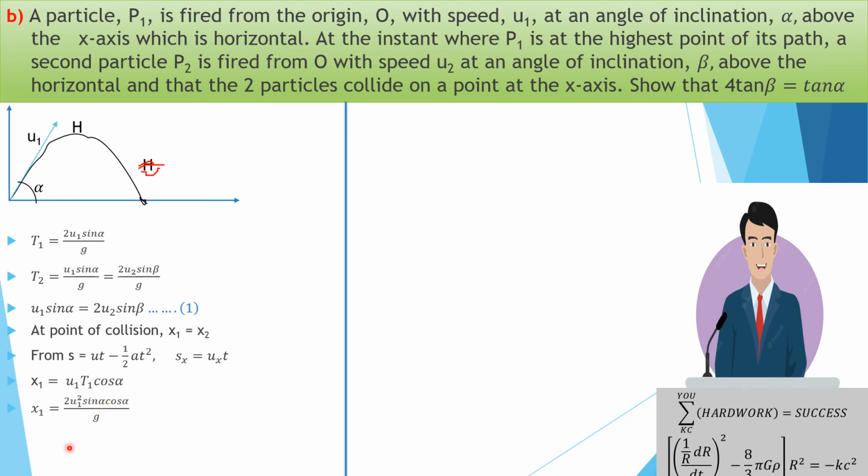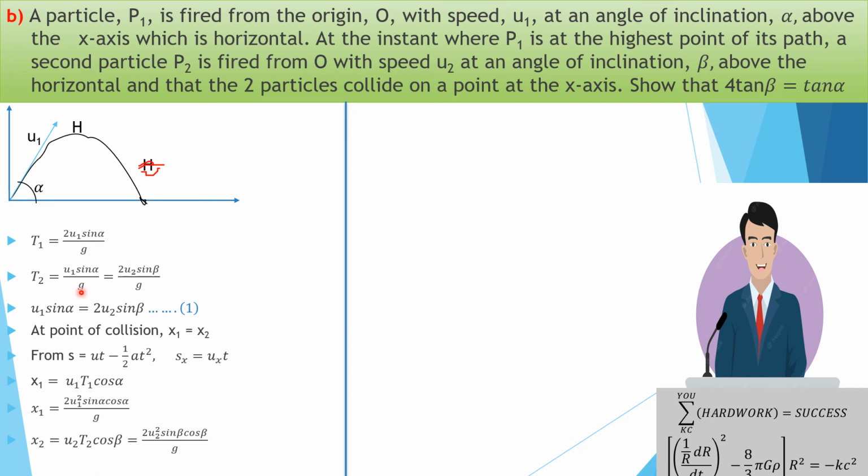Then you want to go ahead and introduce what t1 is. Our t1 from here is 2u1 sine alpha on g. So you simply put that 2u1 sine alpha on g where you see t1, and then you simplify. You realize that we'll have x1 to be 2u1 squared sine alpha cos alpha on g.